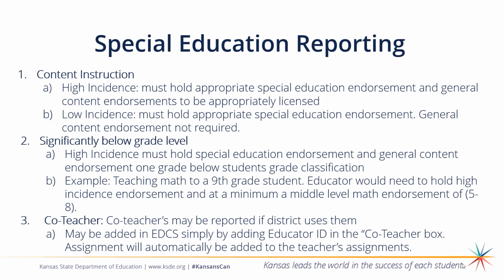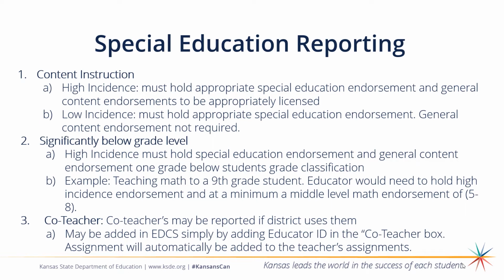So for actual reporting, we'll start with the content instruction, and there is a difference between an individual that's providing high incidence services and low incidence. If an individual is licensed for high incidence and they're providing those support services and they're providing content instruction, they have to hold the high incidence license at the grade level and the content endorsement at the grade level as well to be appropriately licensed to teach that position. If an individual holds a low incidence license, the low incidence license at the grade level suffices. It allows the individual to teach both content and provide special education endorsements.